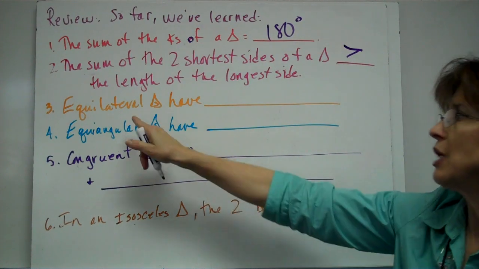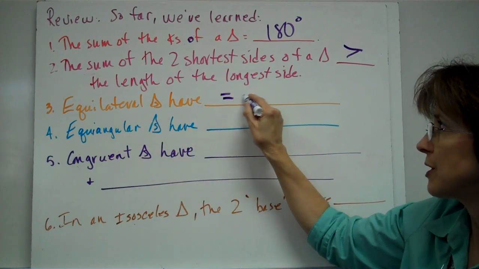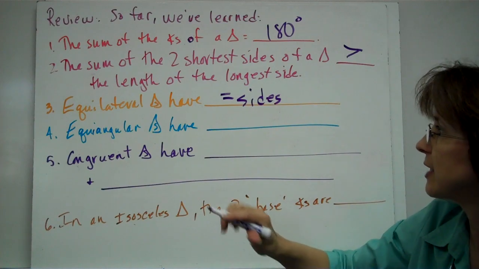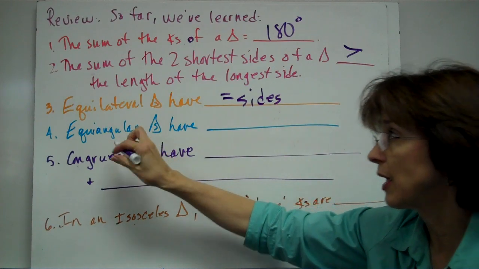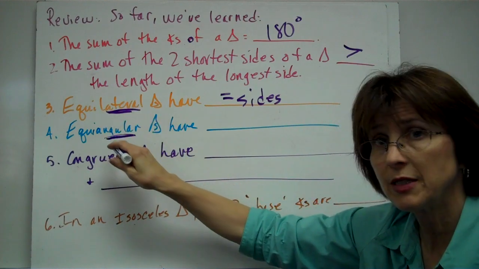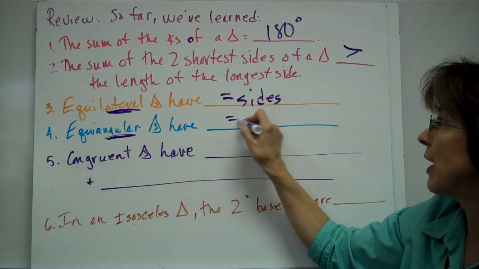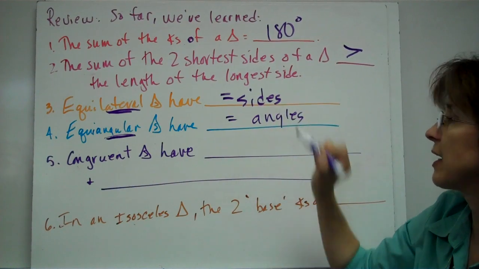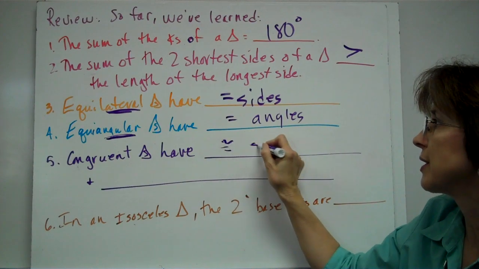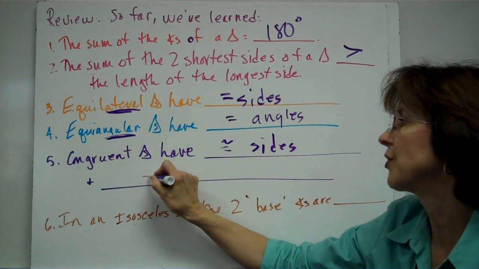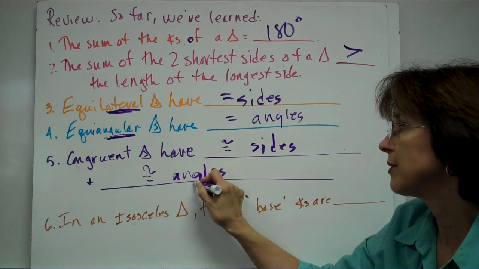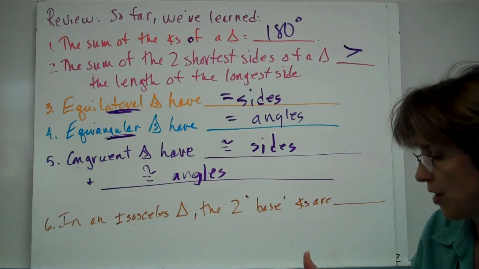Okay, third one, equilateral triangles have equal sides, or sides that have the same measure, or congruent sides, however you want to say that. Equiangular, okay, very similar to equilateral. Lateral means sides, angle of course means angle, so equiangular triangles have equal angles. In other words, all the angles are the same. Congruent triangles have congruent sides, and they have congruent angles. And you remember that congruent means the same measure, coincides, congruere.